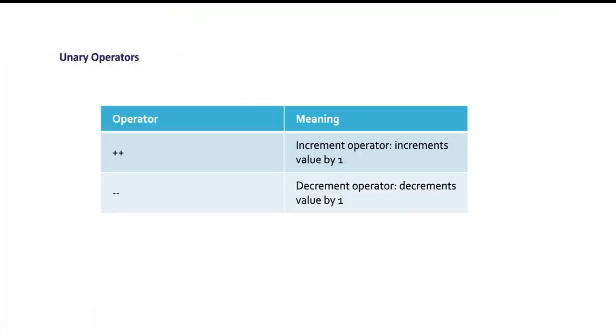Now we will talk about another operator called the unary operator. There are other operators as well, but whatever is important for us, we will just learn that. So we will learn about the increment operator and the decrement operator. If you want to increment a value by 1, then we will use plus plus. If we want to decrement a value by 1, then we will use minus minus. So this is the unary operator. Let's see an example of how it works.